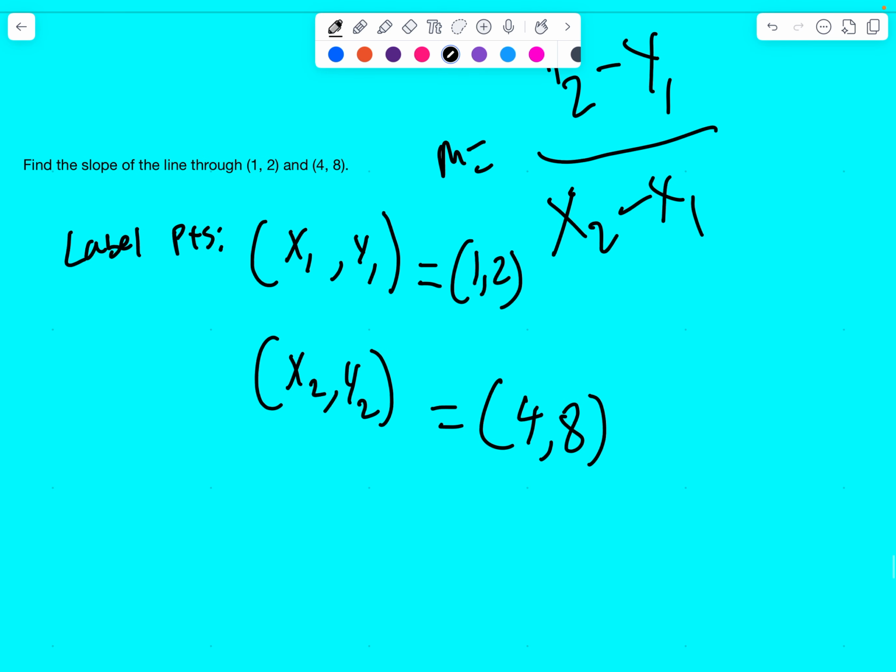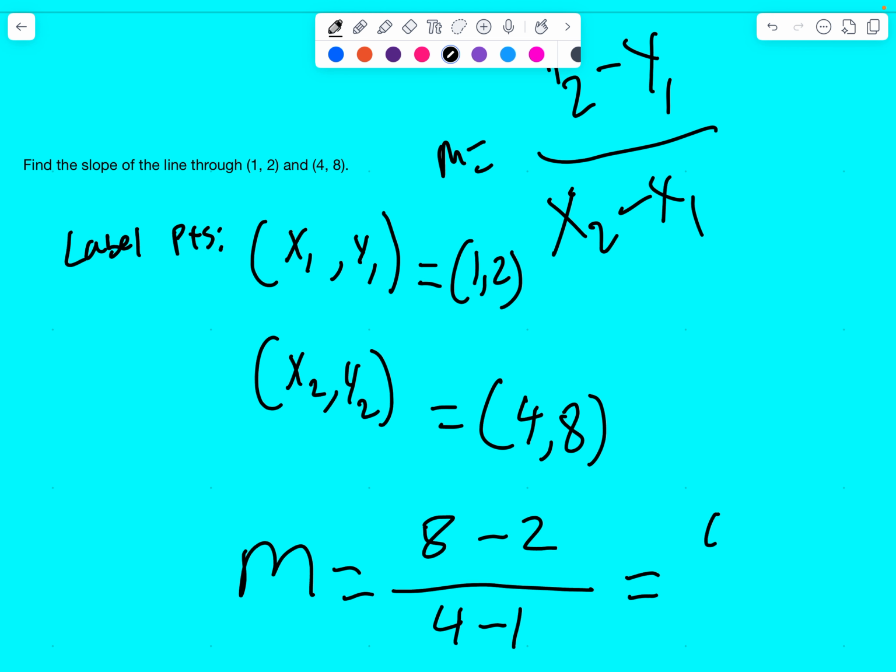Let's use the formula. We have y2 minus y1, so 8 minus 2, all over x2 minus x1, so 4 minus 1, which is 6 over 3, all right? So what's 6 divided by 3? 2. So the slope is 2. That means every time x goes up by 1, y goes up by 2.